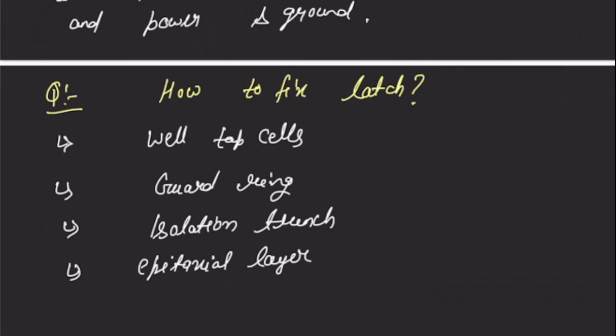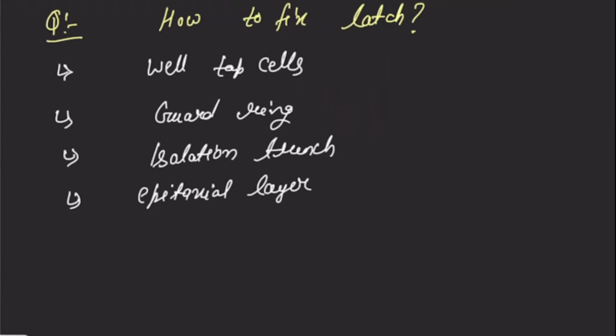You can fix it using tap cells, guard rings, isolation trench, epitaxial layer. In physical design, to fix latch-up, we use tap cells. So these are some fixing methods which we use to fix latch-up.